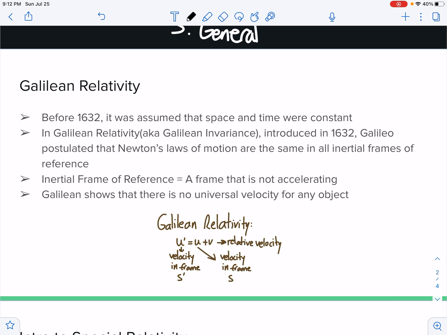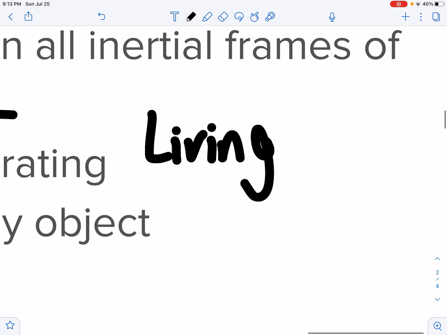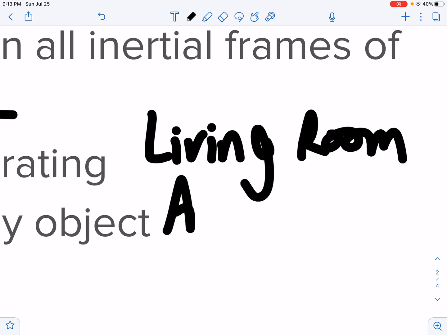Galilean relativity, which is also known as Galilean invariance, was introduced in 1632. Galileo postulated that Newton's laws of motion hold. So basically, an object at rest will stay at rest unless acted upon by an outside force. Force is the product of mass and acceleration, and also each action has an equal and opposite reaction. Galileo postulated that all three of these laws of motion are the same in all inertial frames of reference. So what is an inertial frame of reference? That is a frame that is not accelerating. Examples of this would be one's living room or a cruising airline.